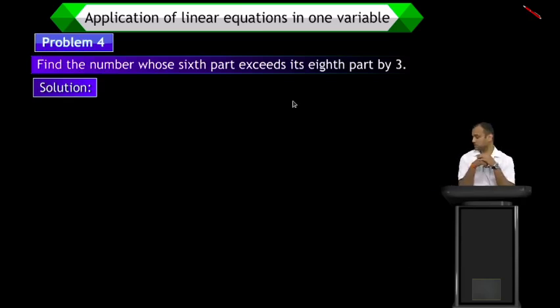Okay class, now there is another question, and I think now you can solve this one. Find the number whose sixth part exceeds its eighth part by 3. You can solve this one as your homework. So today we revised the first degree equation in one variable, or we can say linear equation in one variable. We also learned how to solve an equation by the transposition rule. So you can choose many examples and try to solve all of them.